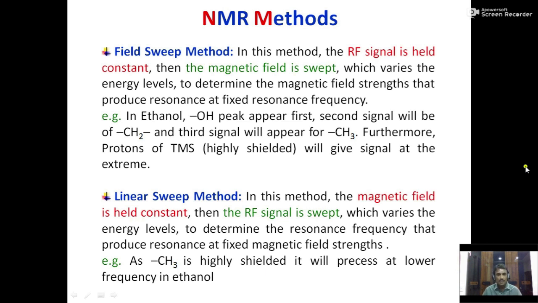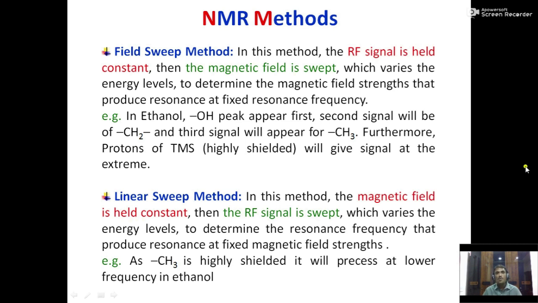Two types of NMR methods are possible here. The field sweep method is there. The name itself suggests that we are changing the field. To sweep means to change, to vary. In this method, the radio frequency signal is held constant and we change the magnetic field over a small range. So if you consider ethanol, you are changing the magnetic field while your radio frequency signal is constant.